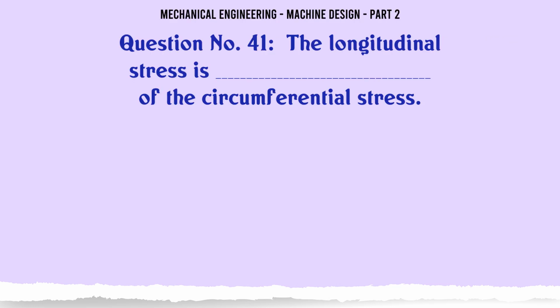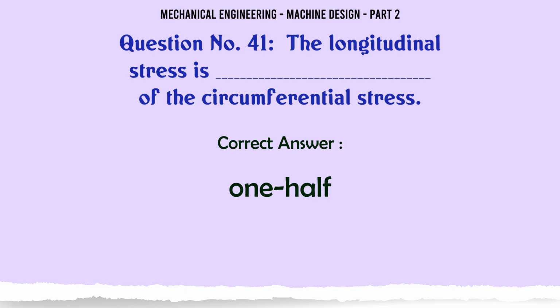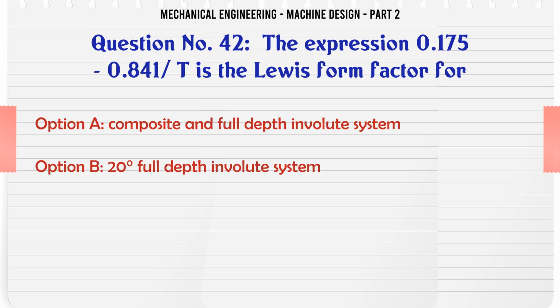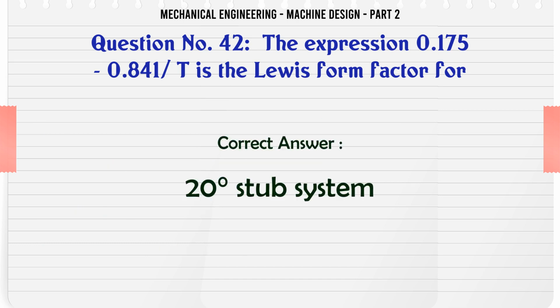The longitudinal stress is of the circumferential stress. A. 1/2, B. 2/3, C. 3/4, D. double. The correct answer is 1/2. The expression 0.175 - 0.841/T is the Lewis form factor for A. Composite and full depth involute system. B. 20° full depth involute system. C. 20° stub system. D. None of the above. The correct answer is 20° stub system.